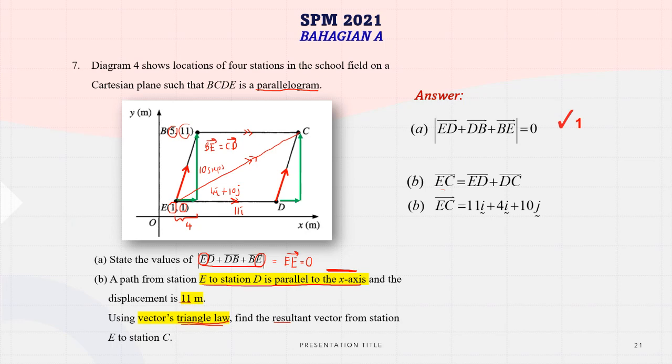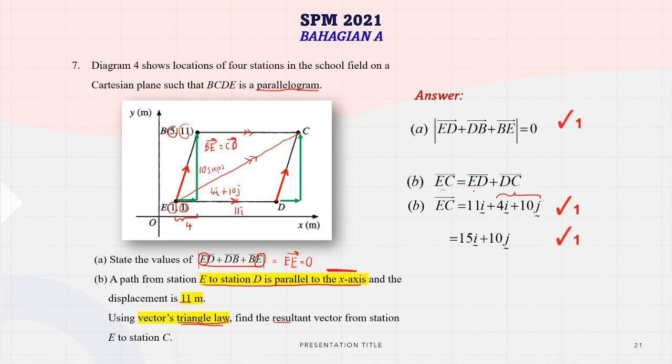DC will be 4i plus 10j. This is DC. ED we discussed earlier, which is they just move to the right, so 11i. So find the resultant. This is the resultant, and then we simplify. You will get 15i plus 10j. Okay, this is the answer for the resultant vector of EC.